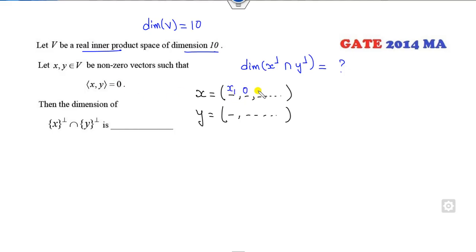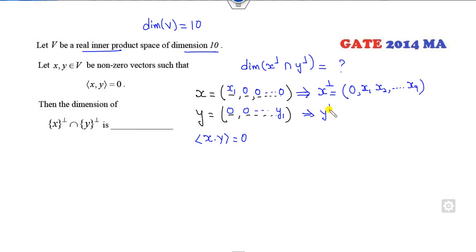If I consider the simplest one, here, and the other one, this one, clearly the dot product will be 0. Now from here, can you find the orthogonal complement? What is the complement? Where are the elements? In this case it's x1, x2 up to x9. Similarly from this, you can say this value is y1, y2 up to y9 and 0.